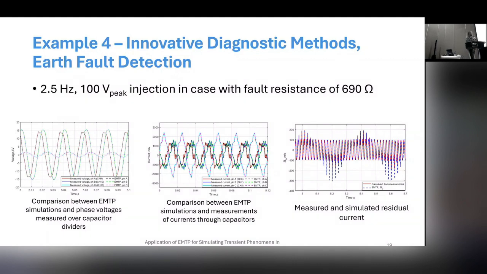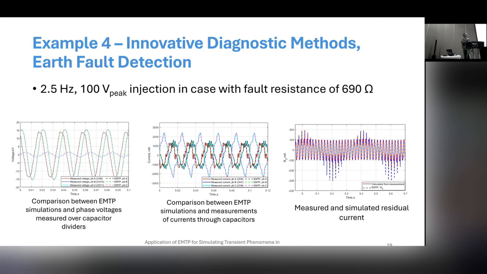This is the 50 hertz current due to the 50 hertz voltage in the grid, and this is the injected 2.5 hertz. You can see that the IVT is getting saturated in each half period. But in EMTP we can calculate what the current is, and we can check if that current will be dangerous for the inductive voltage transformer.